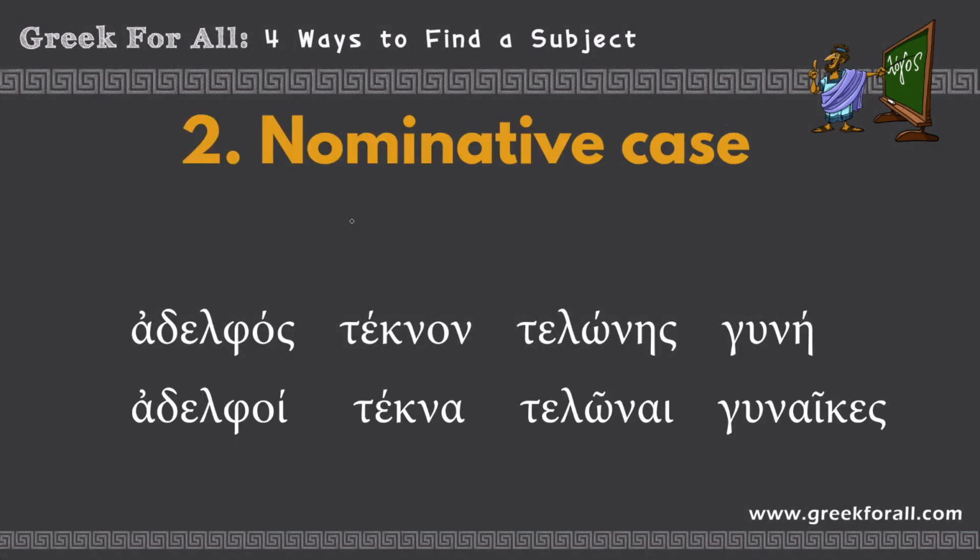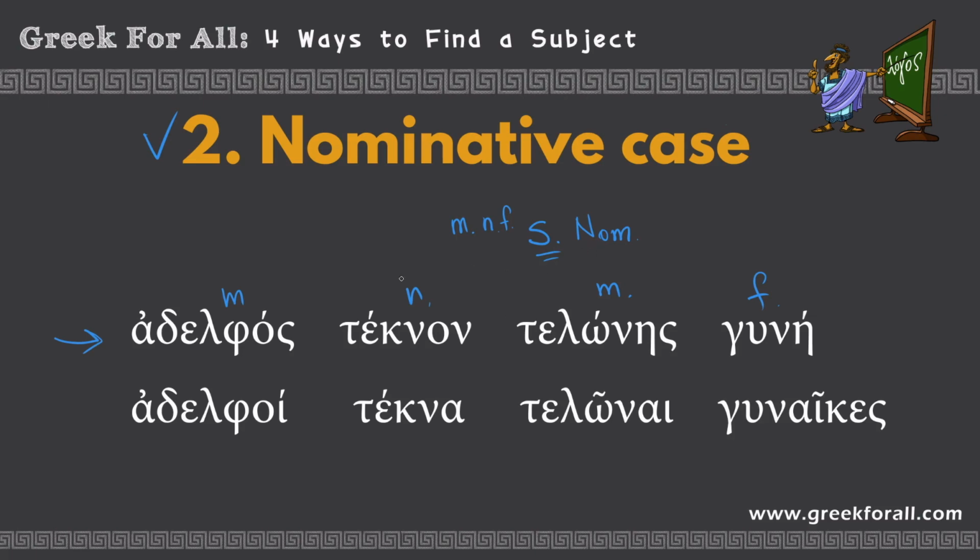So the second way to find your subject is to learn the nominative case endings. From the previous screen, we learned the lexical forms, and the lexical forms are always singular nominative, right? And it can be masculine, neuter, or feminine. So adelphos is masculine, teknon is neuter, telones is masculine, and this is a feminine noun. So these words give you the singular forms. But what if your subject is plural?